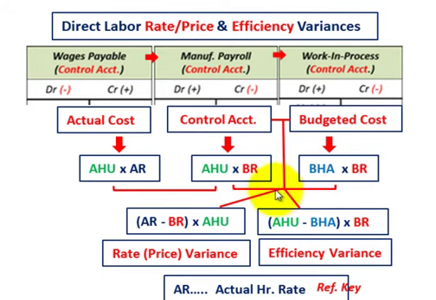So just looking at it again, our rate or price variance was the difference between the actual rate versus the budgeted rate on an hourly basis, times the actual hours used. And then our efficiency variance was just the difference between the actual hours and our budgeted hours allowed, times the budgeted rate. So you see how we did that. So that was our efficiency variance.